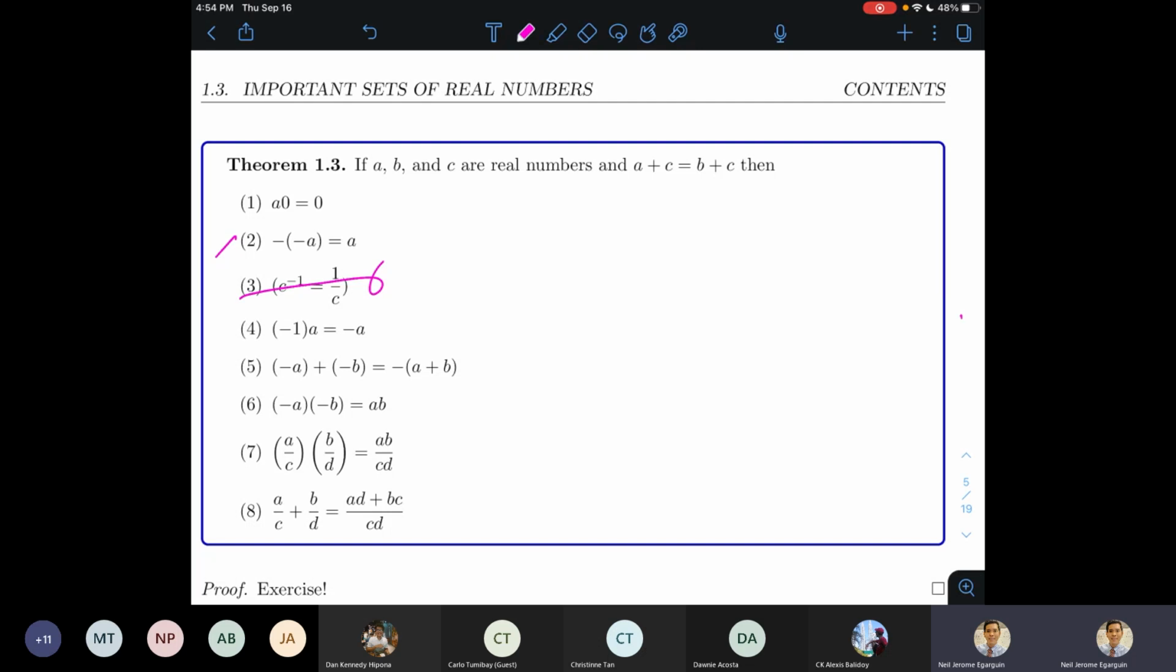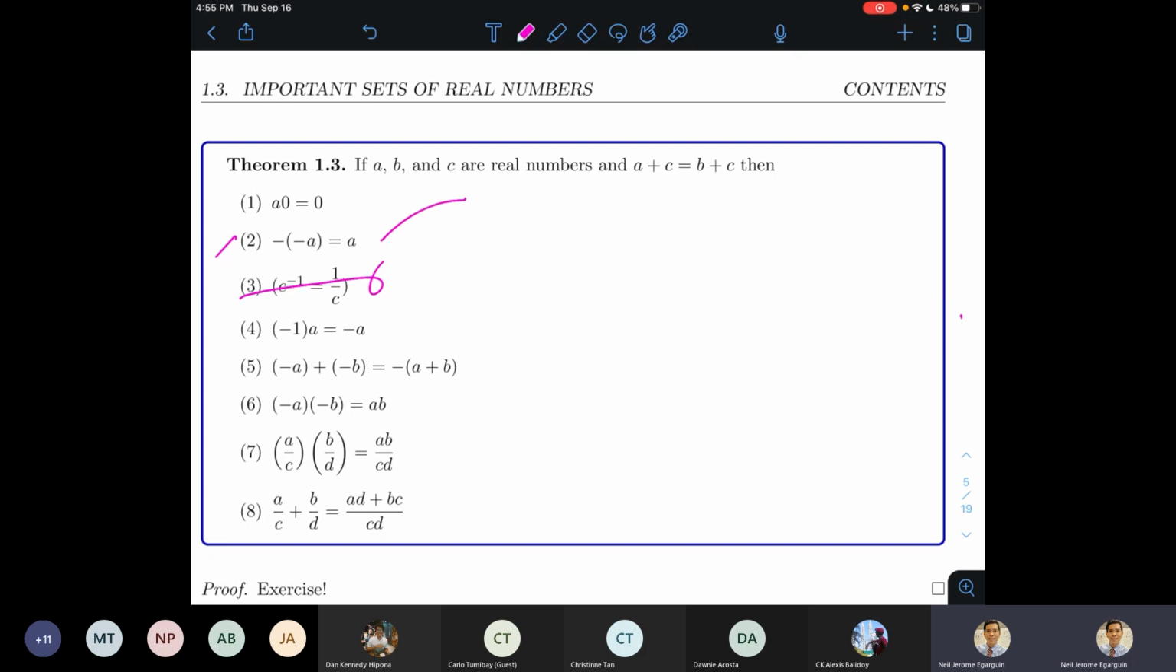So sa property number 2, ang gusto kong ipakita sa pagpo-prove ng property number 2 ay yung pagbasa ng symbols. So remember that the negative sign in front of a real number is just a notation for the additive inverse. So if you are reading Theorem 1.3.2, ang kiniklaim niya is that the additive inverse of negative A is equal to A. Hindi nyo siya pwedeng isipin as -1 times -A because this is a notation on its own. The additive inverse of the additive inverse of A is equal to A. And that's what we want to prove. And we will prove it in the language of the properties of addition and multiplication we assumed earlier. All right.